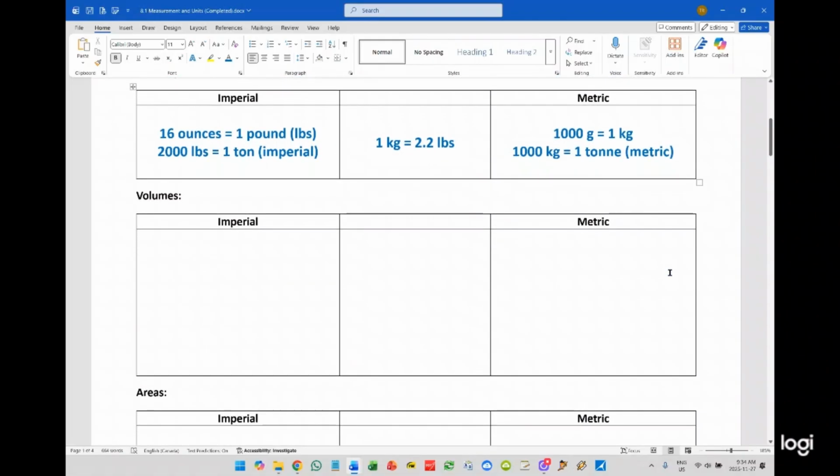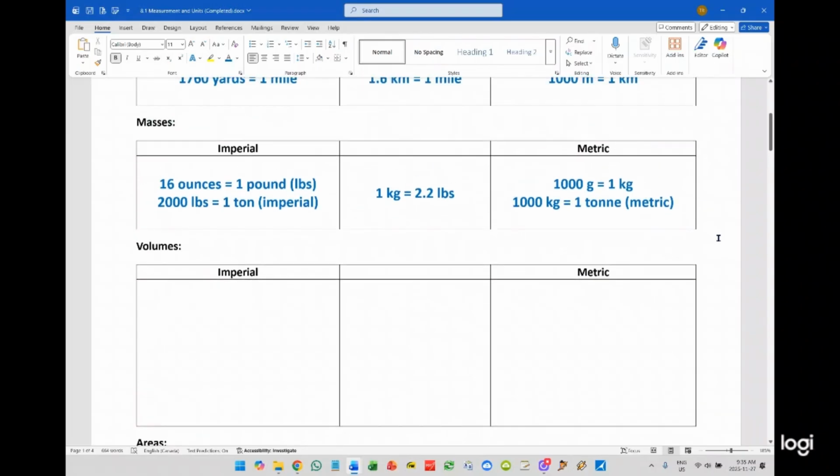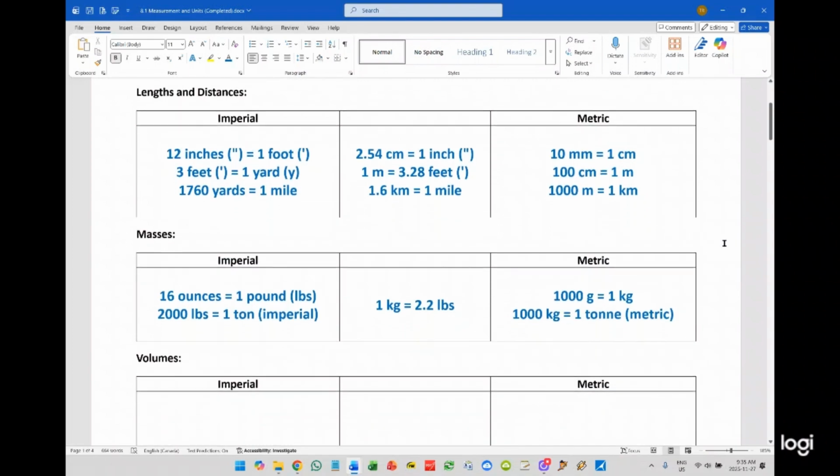Volumes. Volumes are how much space something takes up in 3 dimensions. So basically, when it comes to volumes, and this is similarly true for areas, we can use all of the lengths that we saw up at the top here and then just square them for areas or cube them for volumes. And that's for the most part what we do, but there are a few unique ones.